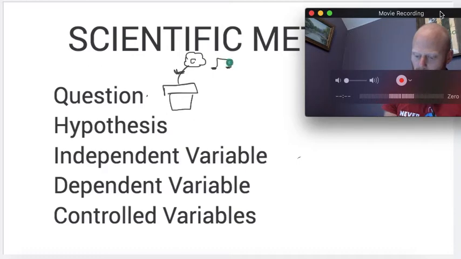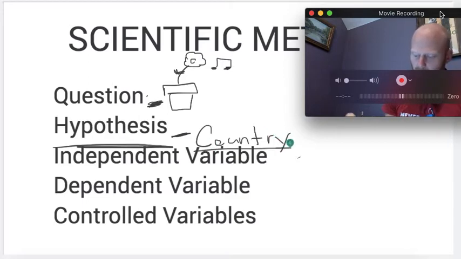And so that's a question, right? And the hypothesis then is our attempt at answering that question. So maybe we're asking what type of music affects plant growth the most. And so maybe we think country music affects that plant growth the most. And so that's the hypothesis.